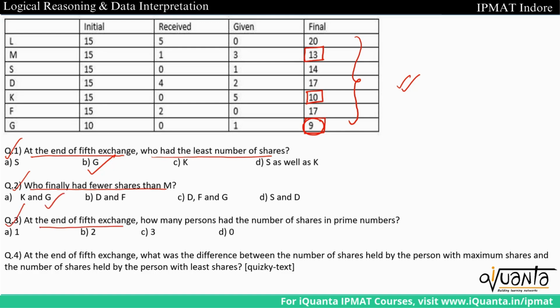Third question is, at the end of the 5th exchange, how many persons had the number of shares in prime numbers? So 13 is a prime number, 17 is a prime number, 17 is a prime number. So 3 people are having shares in prime numbers. Fourth is, at the end of the 5th exchange, what was the difference between the number of shares held by the person with maximum shares and the number of shares held by the person with least shares? So maximum shares are 20 and they are with L, and the least number of shares is 9. So answer will be 11 because we want the difference between these two.